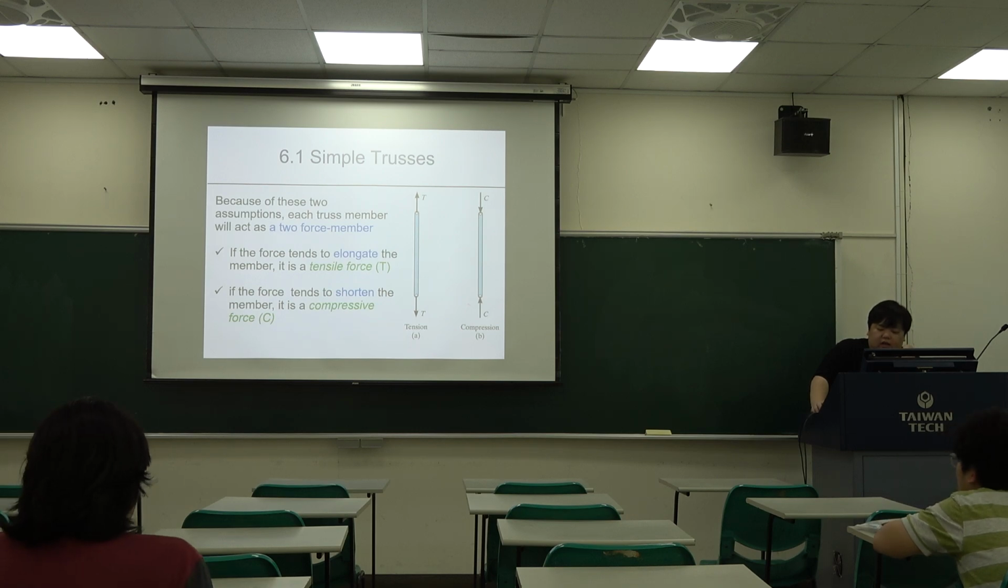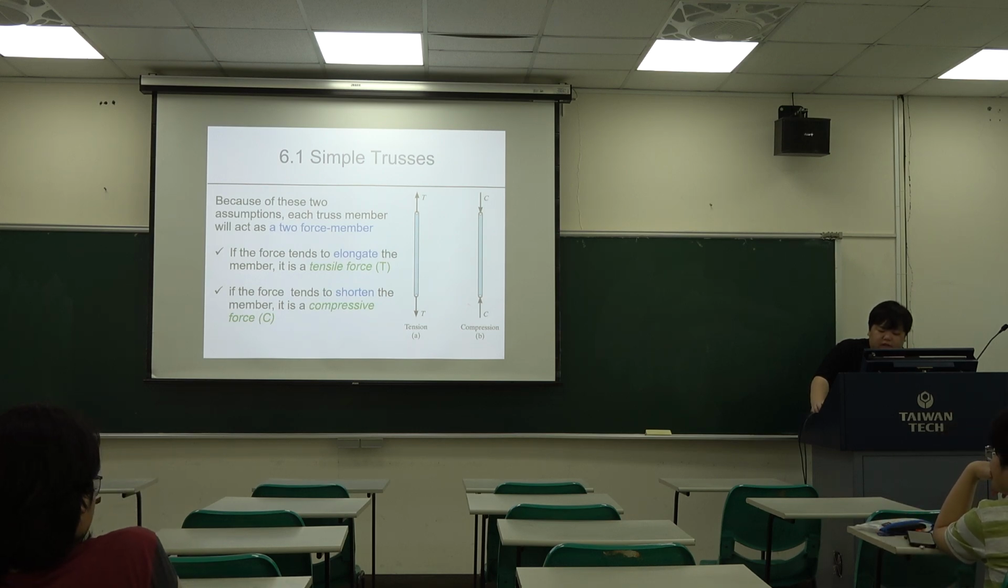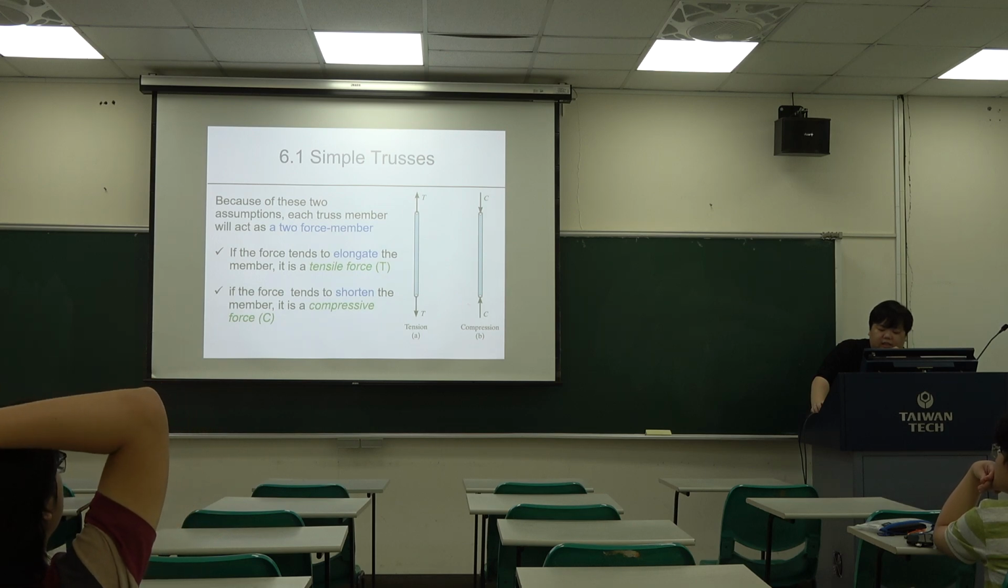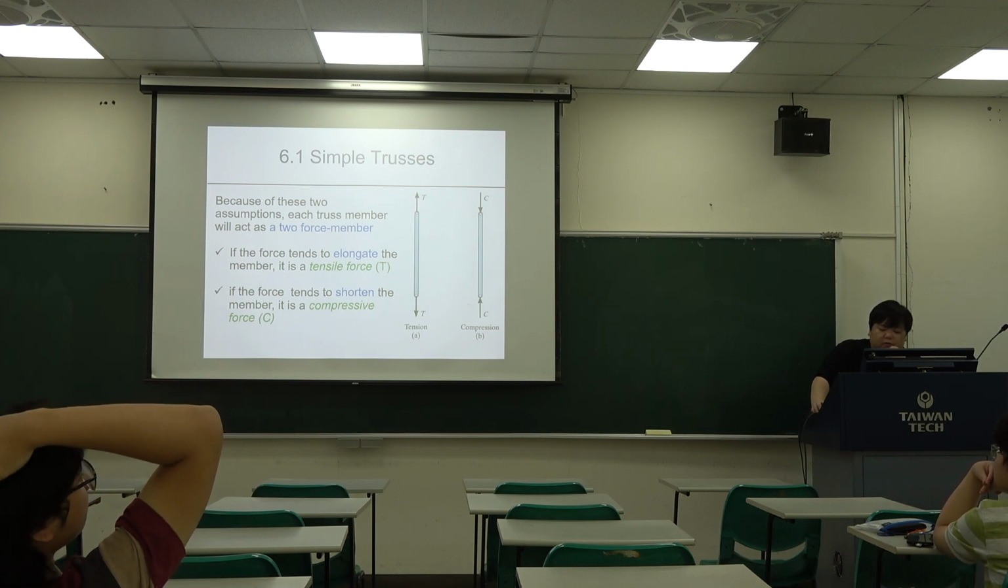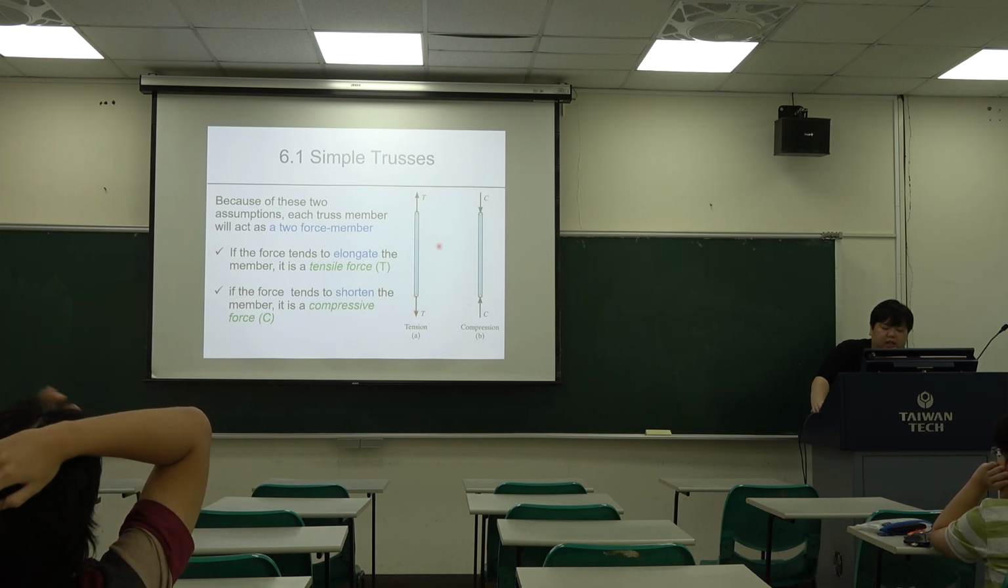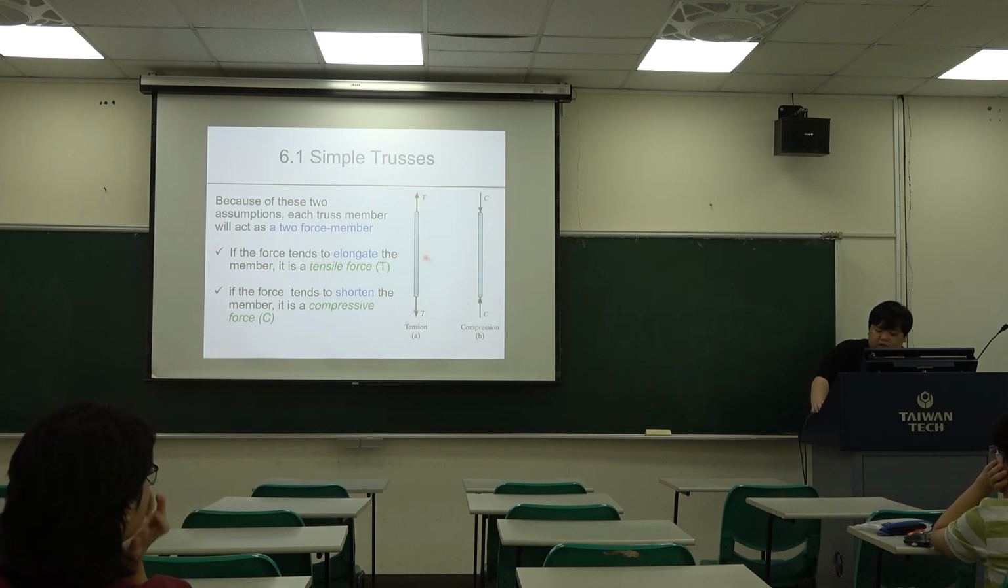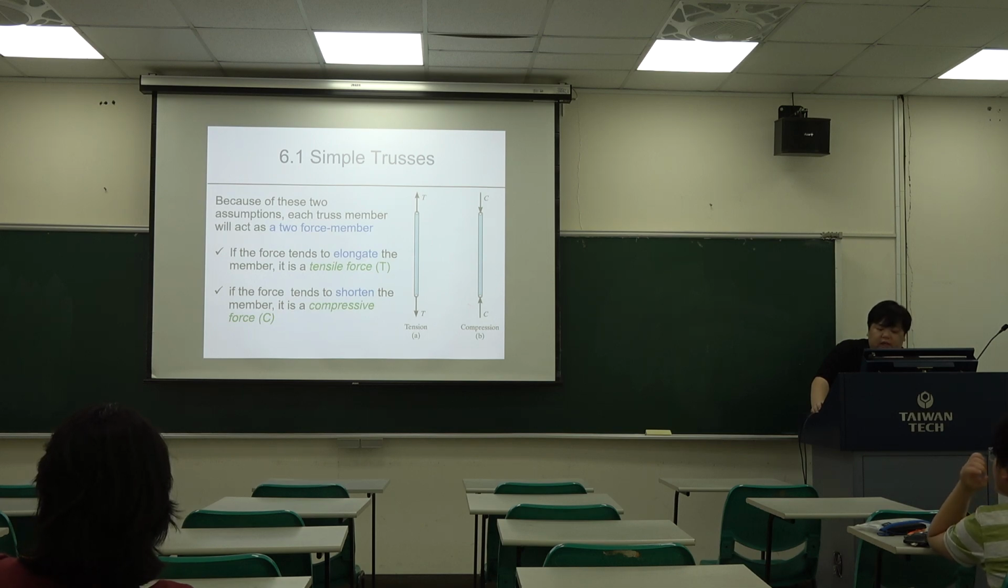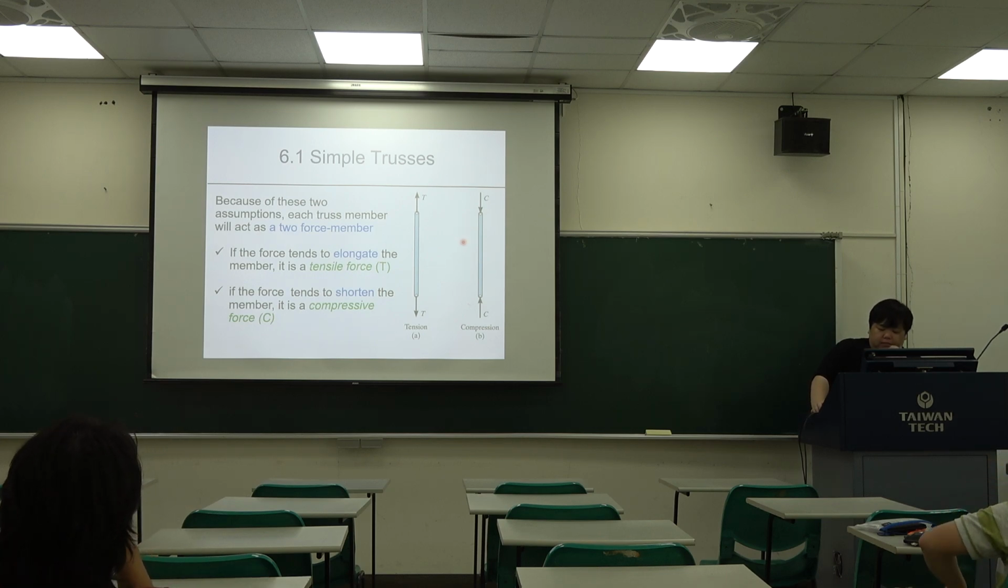And here we have two assumptions. The first one is, if the force tends to elongate the member, it is a tensile force. Like this part, we have these two forces, so the truss has a tensile force. The second one is, if the force tends to shorten the member, it is a compressive force. Like this figure.